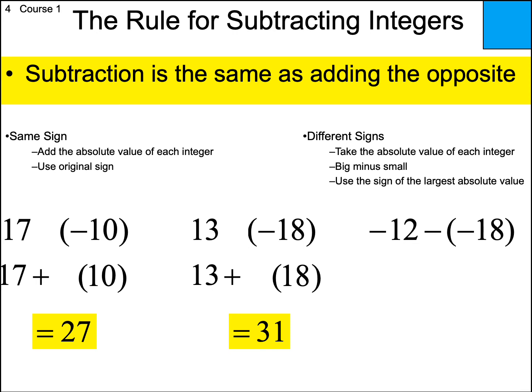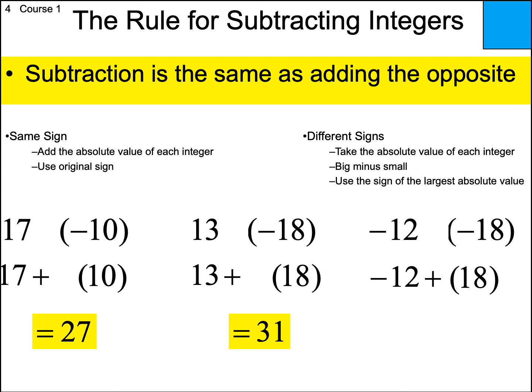Last one. Negative 12 minus negative 18. Don't get rid of both minus signs, get rid of the first one. So negative 12 plus, the opposite of negative 18 is positive 18. Subtraction is the same as adding the opposite. All right. Negative 12 and a positive 18, those are different signs. So it says take the absolute value of both. That'd be 12 and 18. Do big minus small. 18 minus 12 is 6.